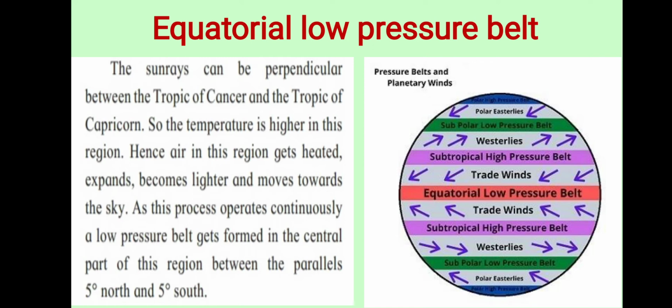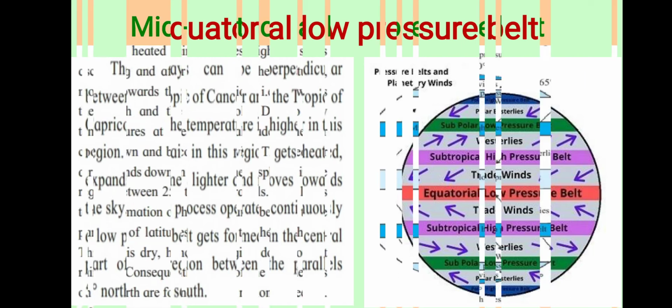Understood this? Where is this equatorial low pressure belt? Near the equator, 5 degrees south and 5 degrees north. That is one thing. Second, why is it formed? Because in this region there is more temperature. Due to the higher temperature, air gets heated, expands and becomes lighter and lighter. When it becomes lighter, it moves towards the sky. So in this area, a low pressure belt forms. Understood the first one? Okay, now come to the second one.